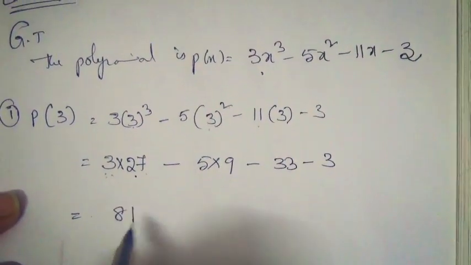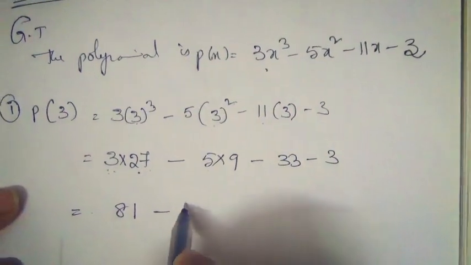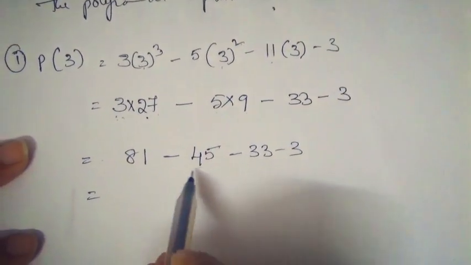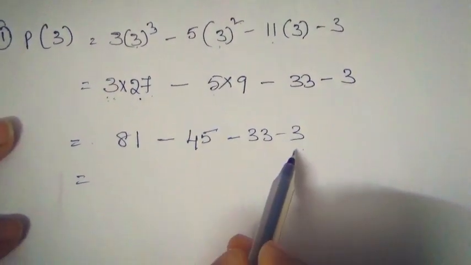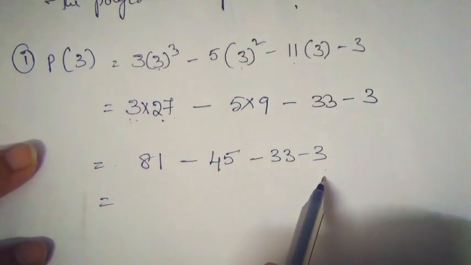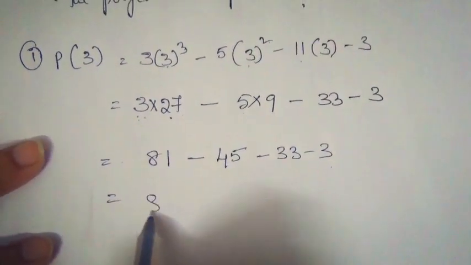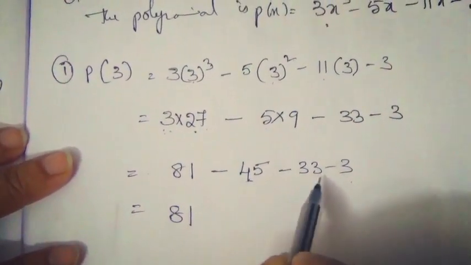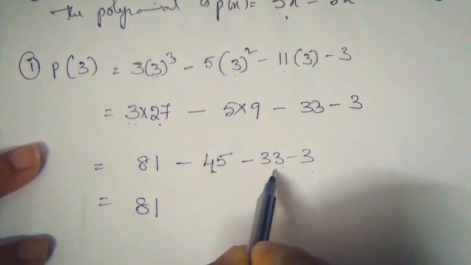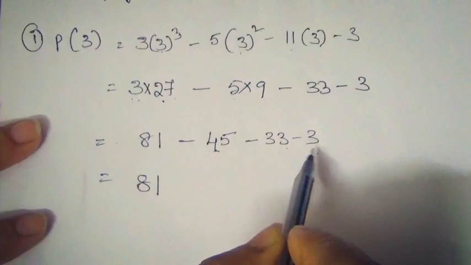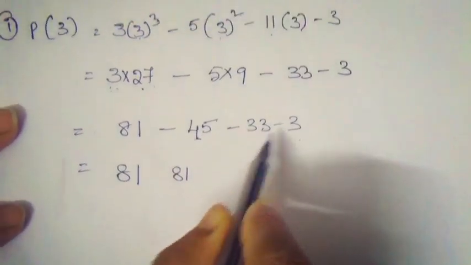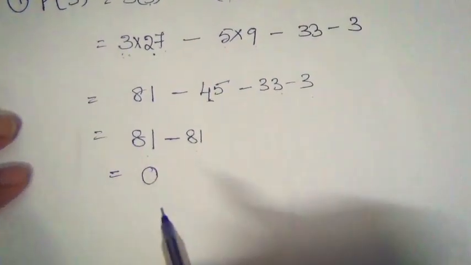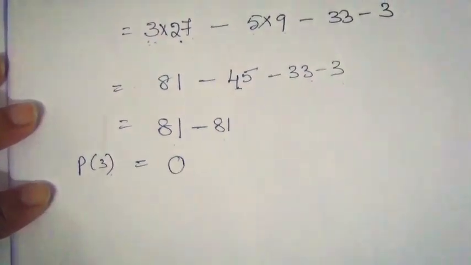Okay, 3 27s 81 minus 9 5s 45 minus 33 minus 3. Here, these all are the negative numbers, so you just add these all and keep the minus just like that. 45 plus 33 is 78, 78 plus 3 is 81. The negative sign has to remain, so that is equal to 81 minus 81, which is 0. So p of 3, you got the answer as 0.